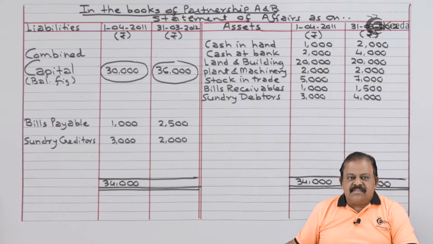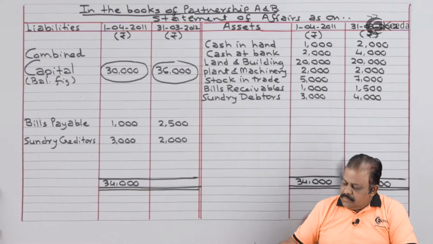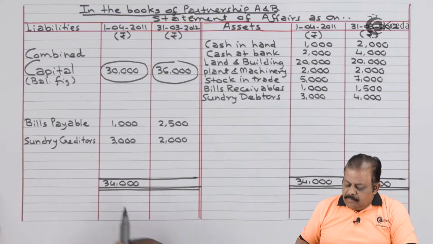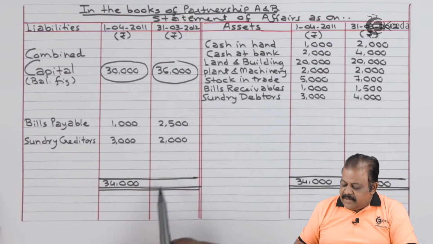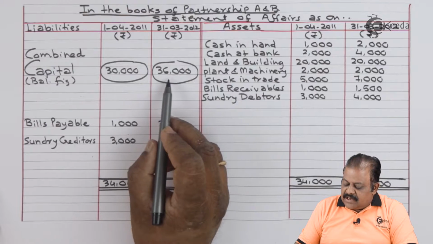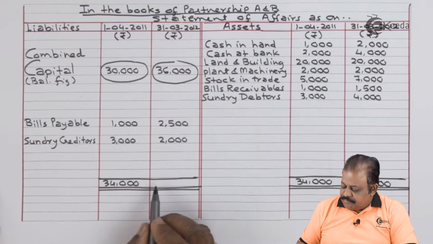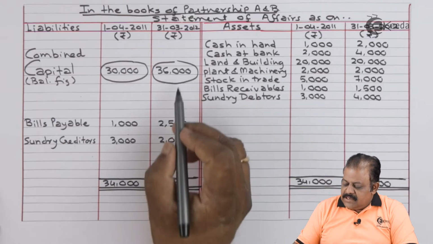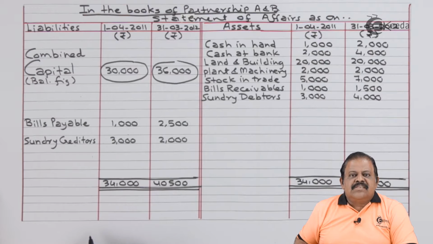Closing assets shows total 40,500. From this, if we deduct bills payable and creditors, we are getting balancing figure 36,000. This 36,000 is combined closing capital of partnership firm A and B.